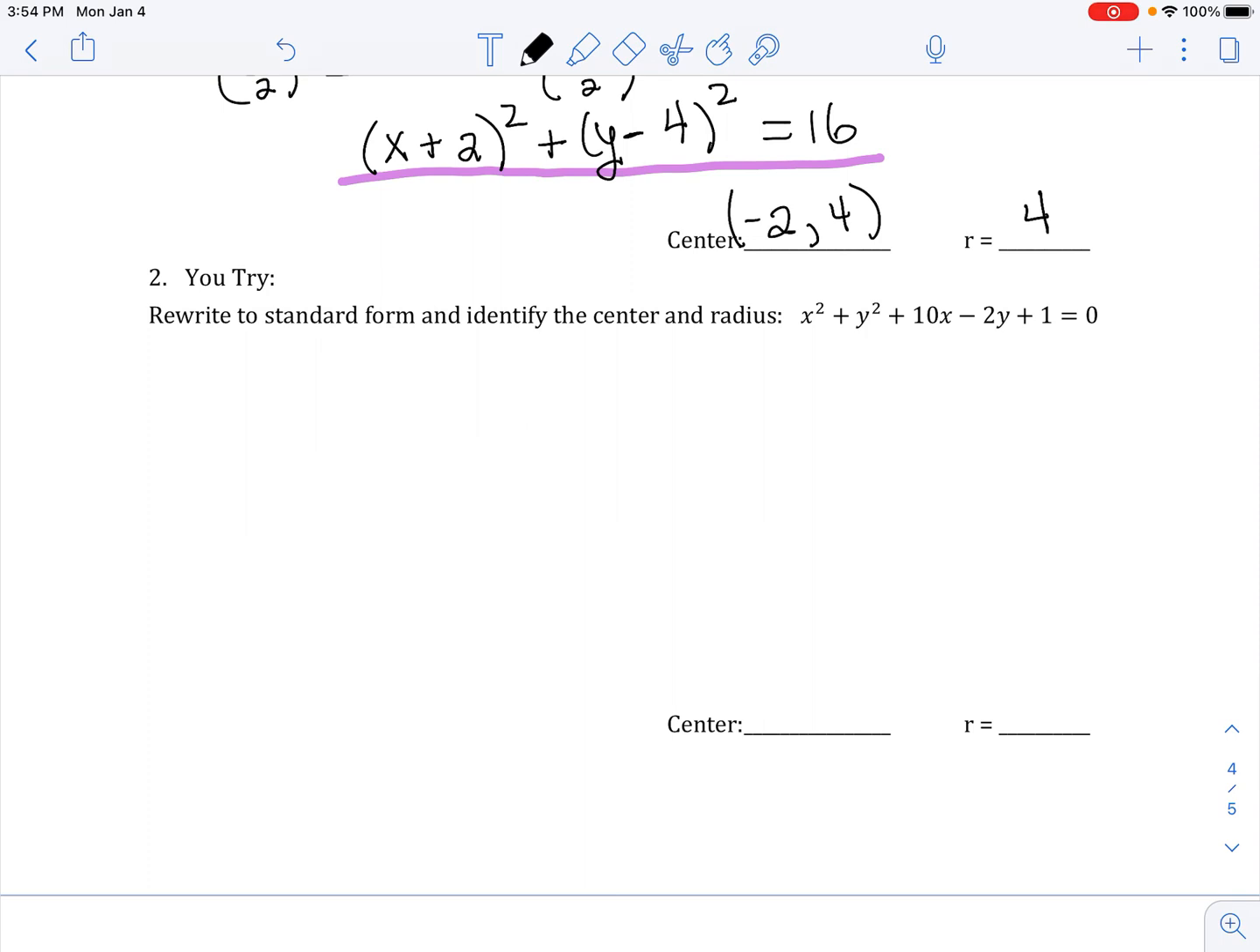So we're going to rewrite to standard form and identify the center and the radius. I'm going to pause, and I'm going to have you try to do exactly what I just did. In the box, in Edpuzzle, I'm going to have you put the center and the radius. If you get confused, back up the video and listen and look at what I did previously.